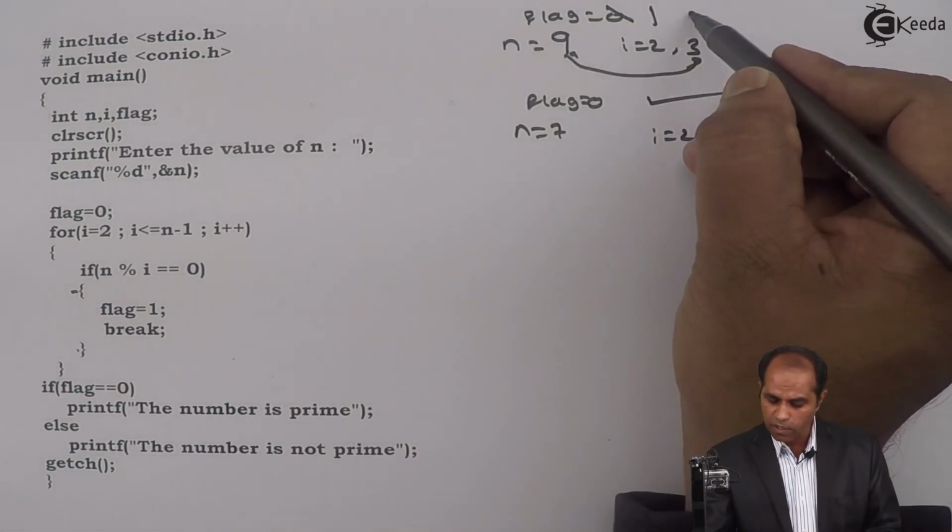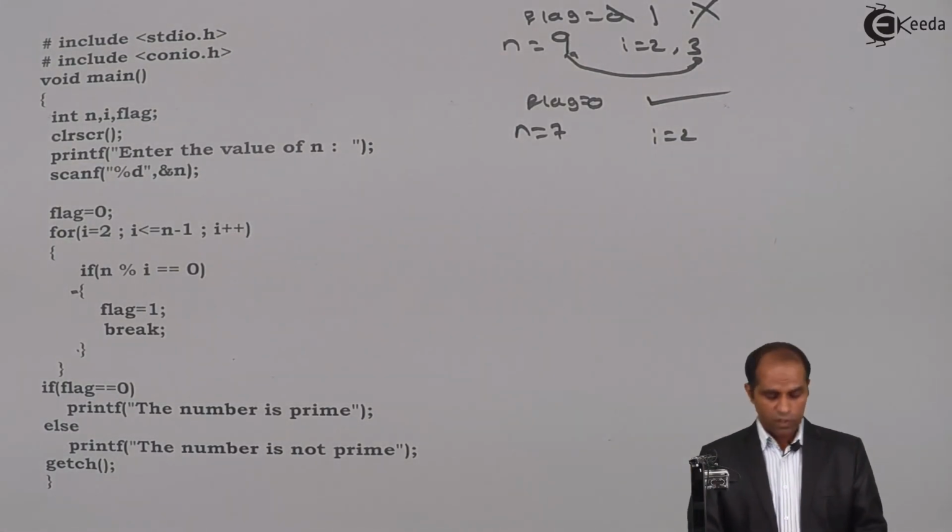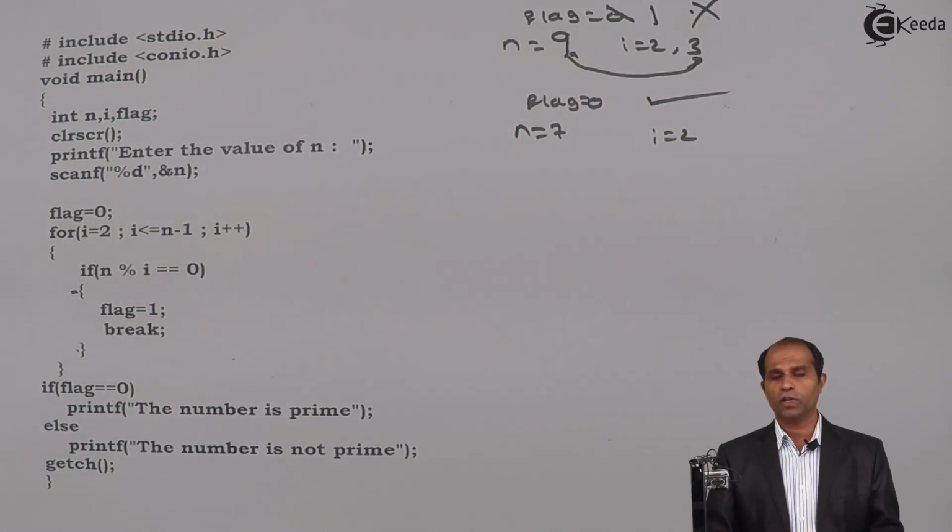For n as 9, the number is declared as not prime. This is how we perform the operations of the program to check whether a given number is a prime number or not.